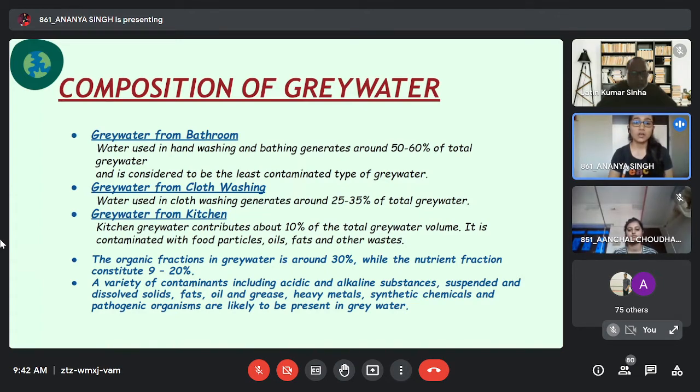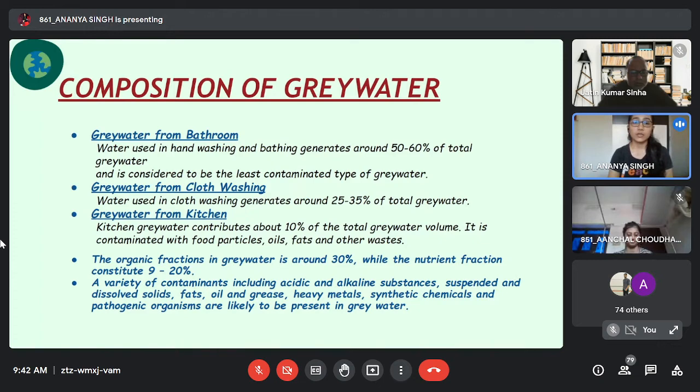Grey water from cloth washing. Water used in cloth washing generates around 25 to 35% of total grey water. Wastewater from cloth washing varies in quality from wash water to rinse water to second rinse water. Grey water generated due to cloth washing has fecal contamination with the associated pathogens and parasites such as bacteria.